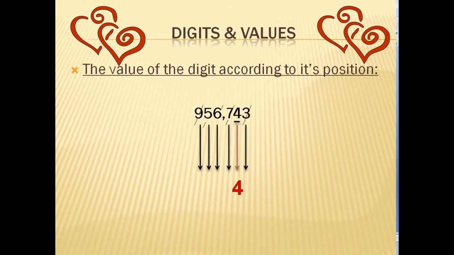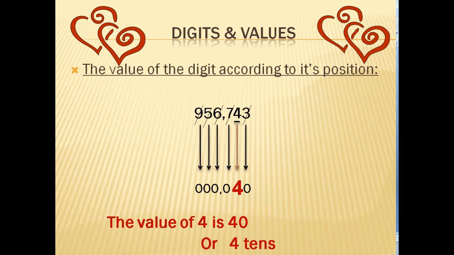We bring down 4 first. This is the way to find the answer. We bring down 4 first, then we cross out all the digits to the left and the right of 4, and we replace them with zeros like that. So it's clear that the value of 4 is 40. We can call it 4 tens because it's in the tens place, but we cannot say it's tens only, because I didn't ask you about the place value. I am asking about the value. The value of 4 is 4 tens or 40.